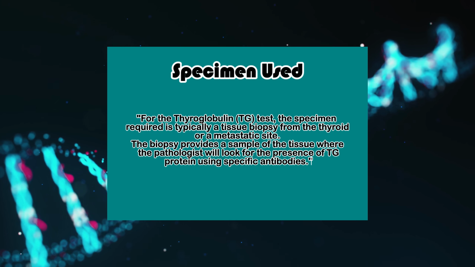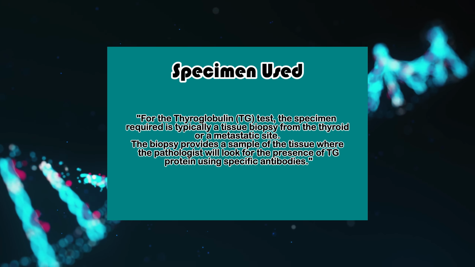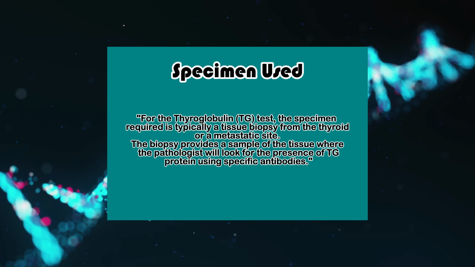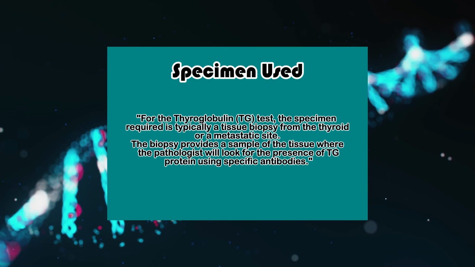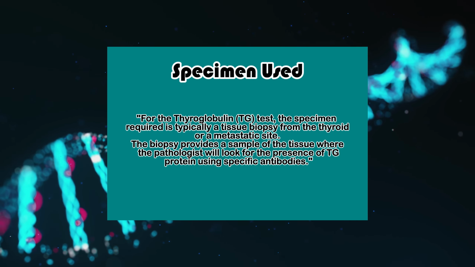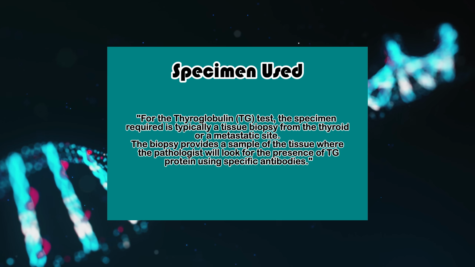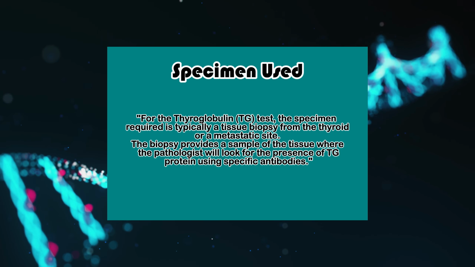Specimen used. For the thyroglobulin, TG, test, the specimen required is typically a tissue biopsy from the thyroid or a metastatic site. The biopsy provides a sample of the tissue, where the pathologist will look for the presence of TG protein using specific antibodies.